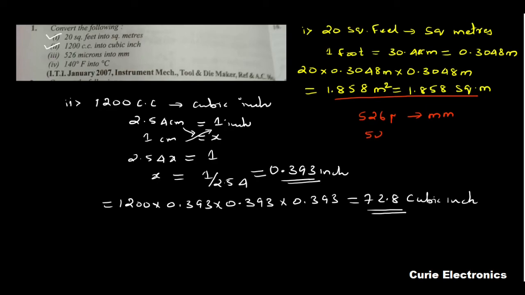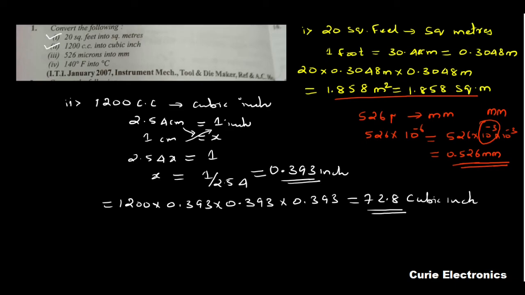It's in micro. So 526 we can write as 526 into 10 to the power minus 6. This again we can write as 526 into 10 to the power minus 3 into 10 to the power minus 3. So this 10 to the power minus 3 will give us mm. So this is equal to 0.526 mm.